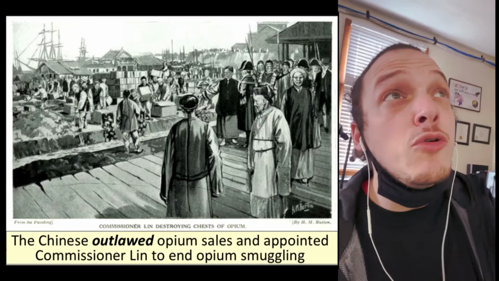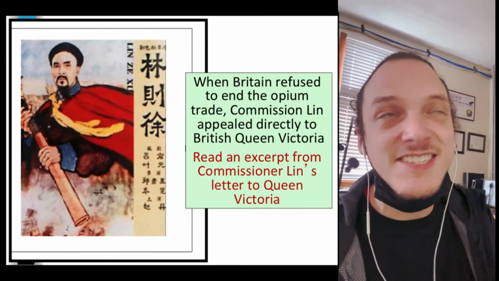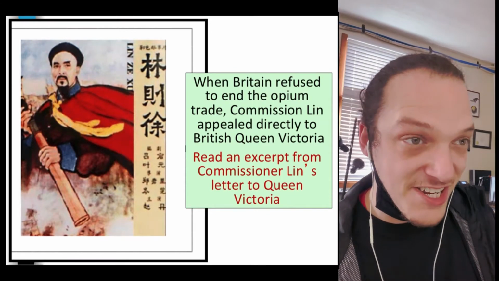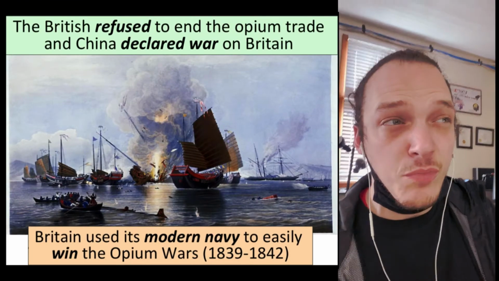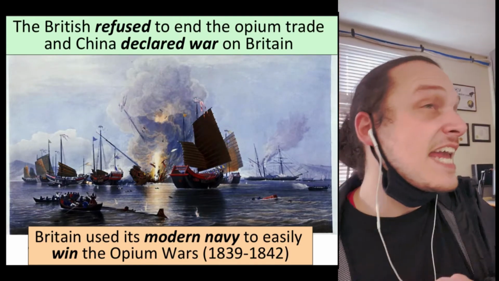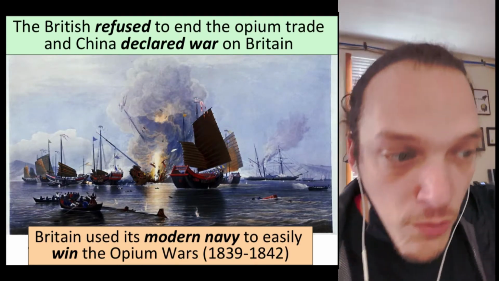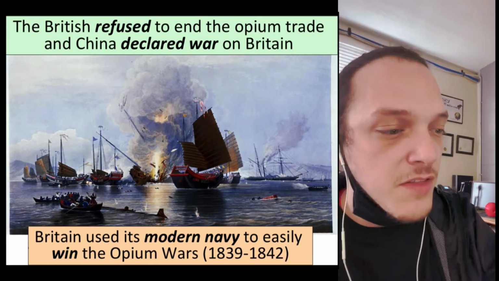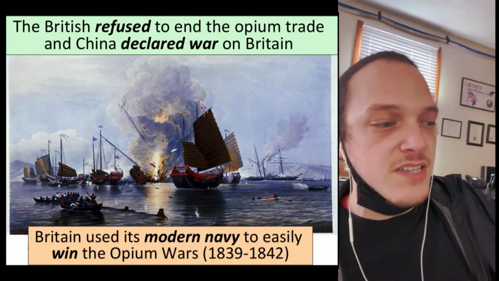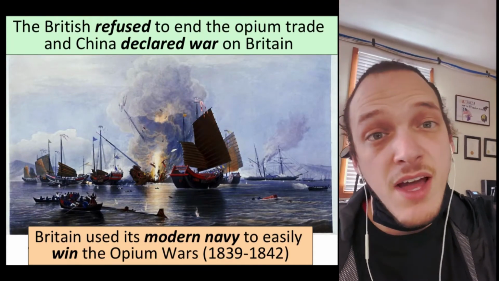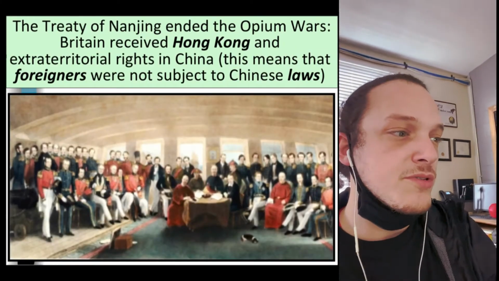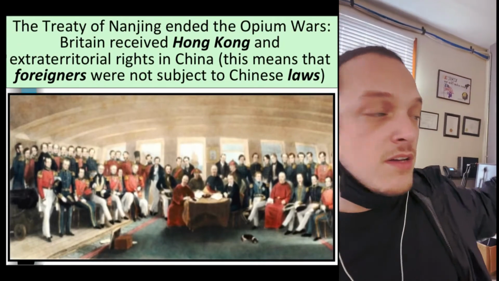But the British refused to stop selling them drugs. And China had to declare war on them. They were like, you're getting our people addicted to drugs so that you can do business. That is crazy. Britain used its massive navy to easily win these wars, folks. They're called the Opium Wars. Put a star by that on your paper. The Opium Wars. It's this war where China tries to get Britain, these drug sellers, out of their country. But unfortunately, they don't have a navy like Britain. They even signed a treaty to help end these opium wars. Britain received the city of Hong Kong for themselves.